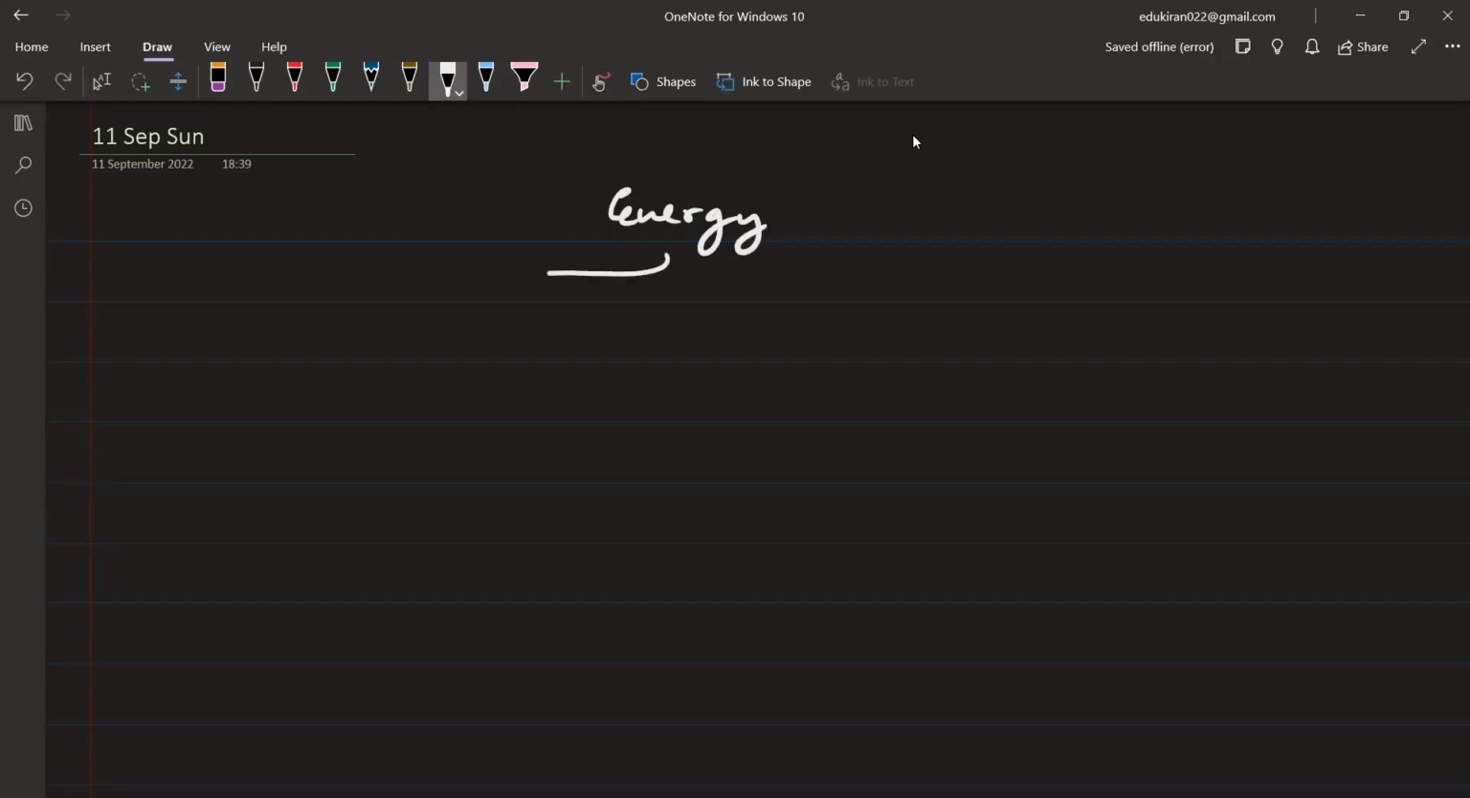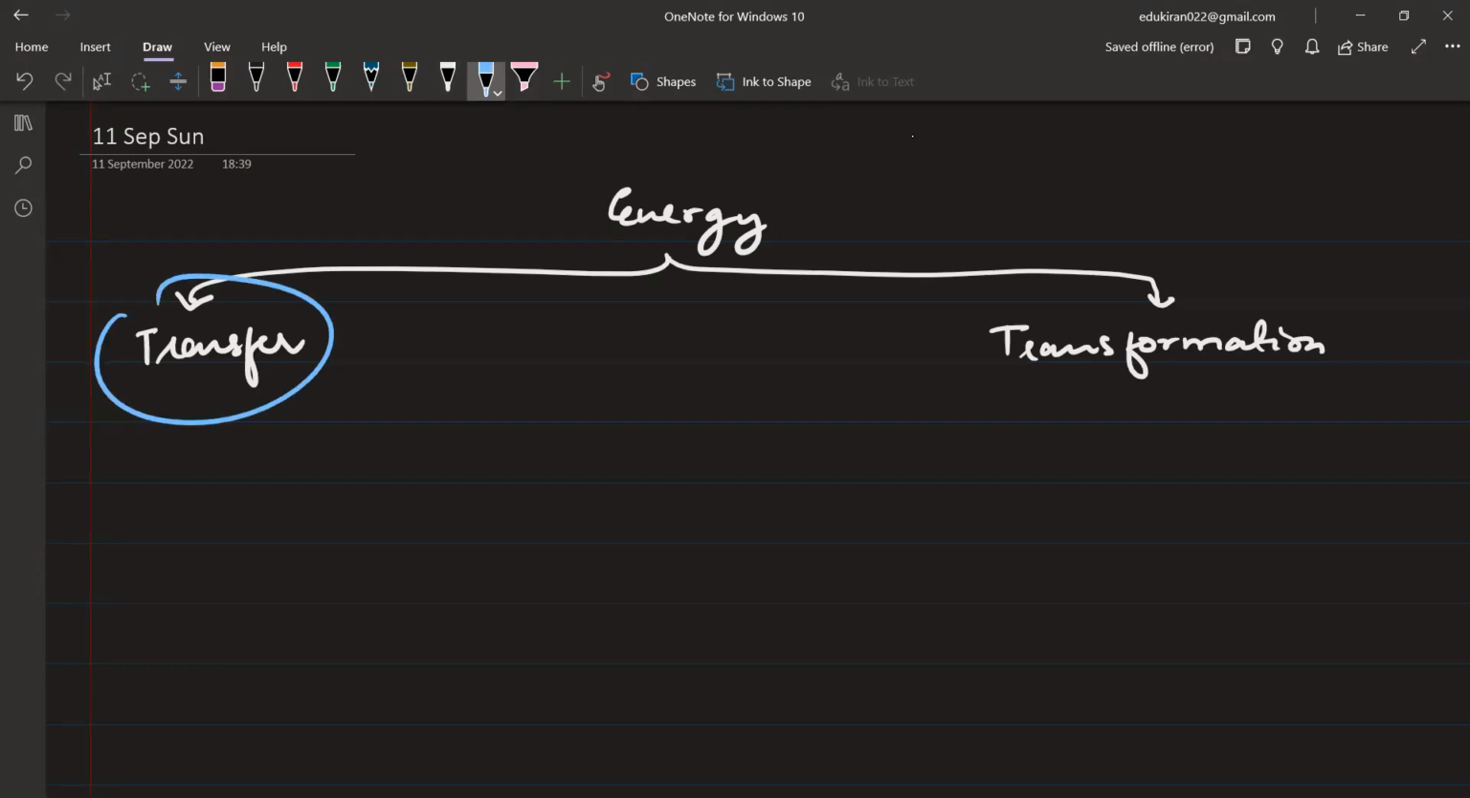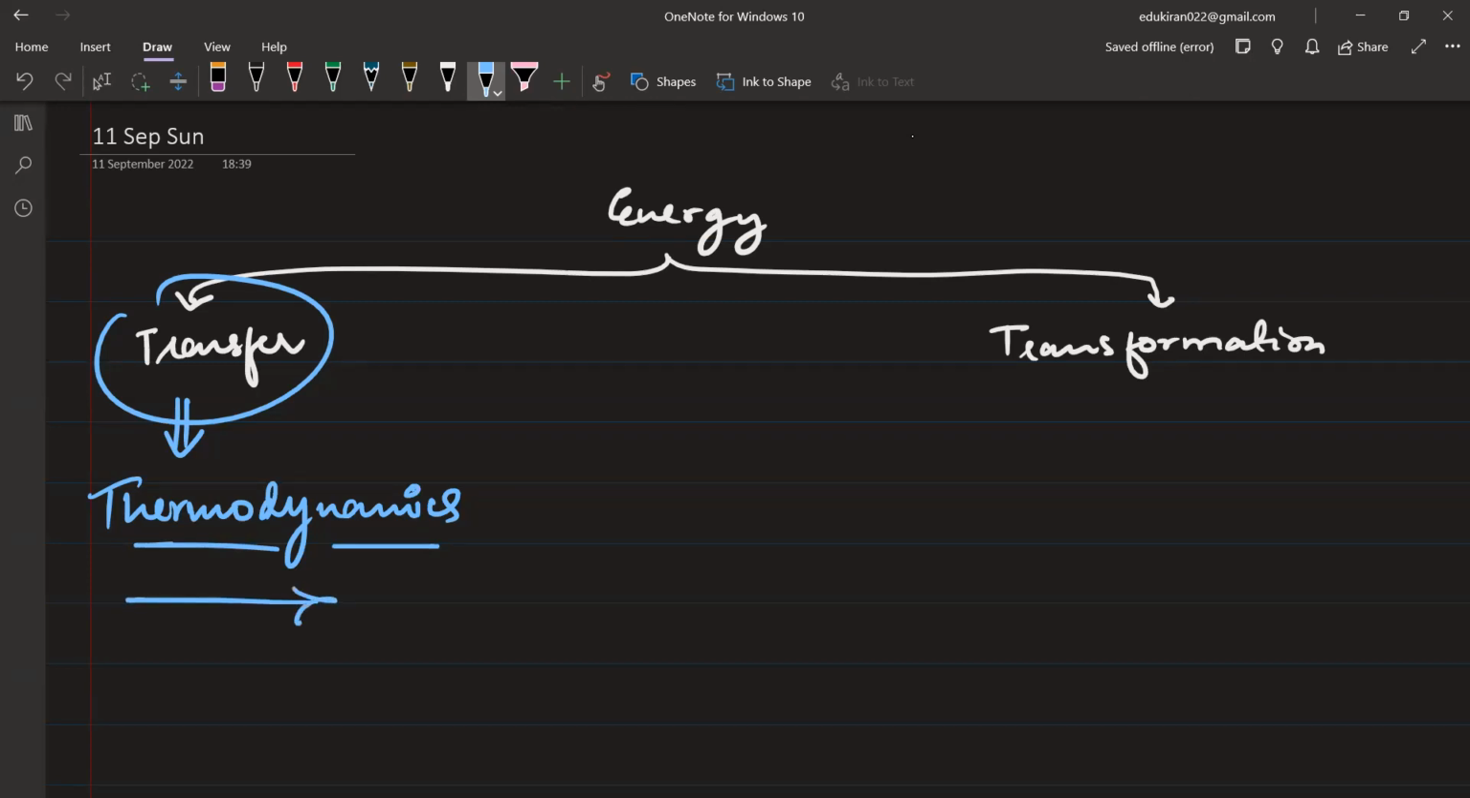Whenever we study energy in science, we either study its transfer or we study its transformation or conversion, right? We transfer energy from one body to another, or we transform energy from one form to another. Transformation. Now we have studied this transfer part in the chapter that is known as thermodynamics. The transfer of heat from one body to another. We are talking about a flow of energy here, right? This is taught in the chapter that is thermodynamics.